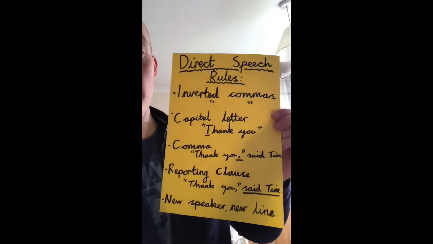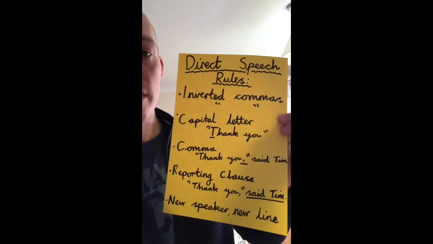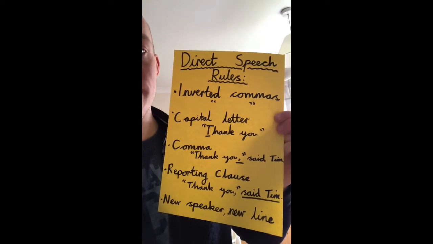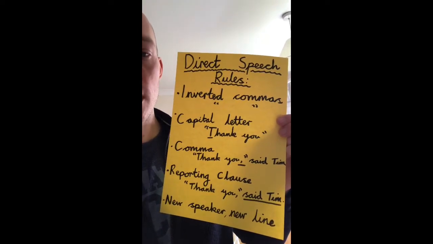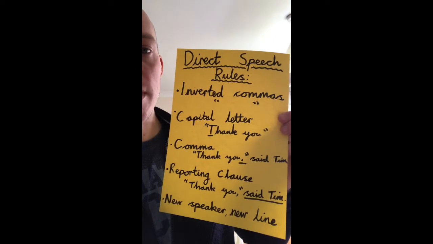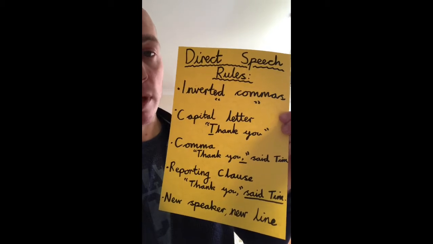So first of all, we need inverted commas. Now these are sometimes known as speech marks as well, and they go either side of the words that are being said. Next, we need to make sure we've got a capital letter at the start of the speech. Thirdly, we need to use a comma which separates the words being said, the speech, and the reporting clause. So we need a reporting clause as well.